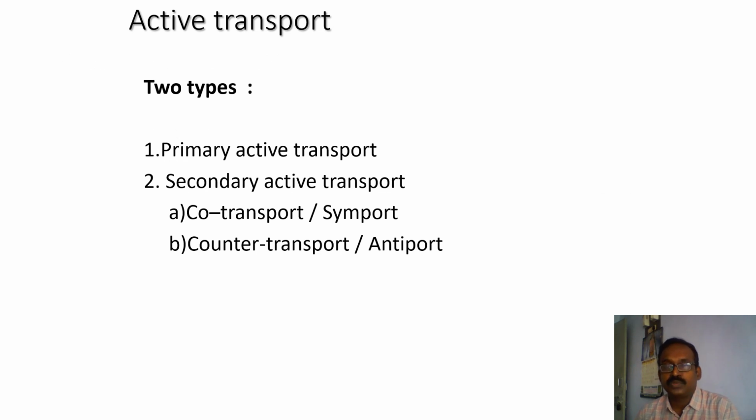Active transport has two types: primary active transport and secondary active transport. Secondary active transport may be co-transport or symport, or counter transport or antiport. We will see them in detail in the next slides.